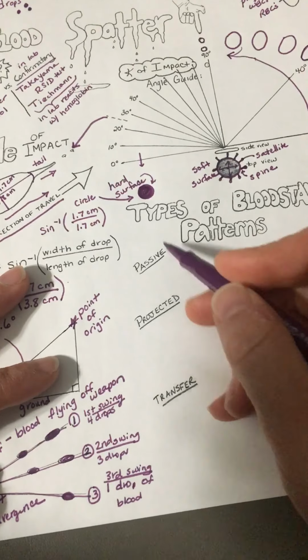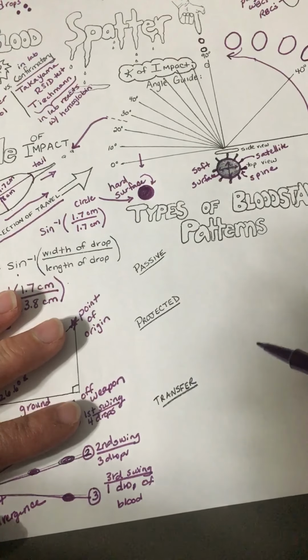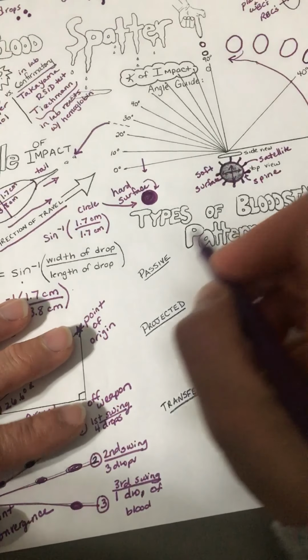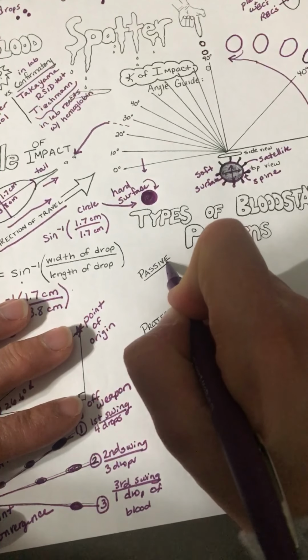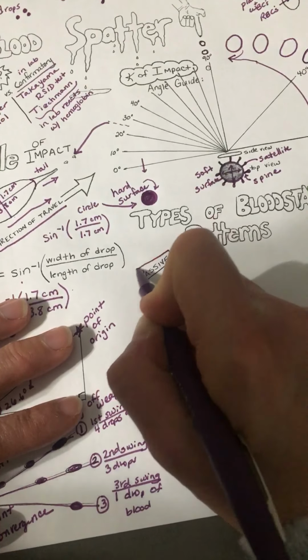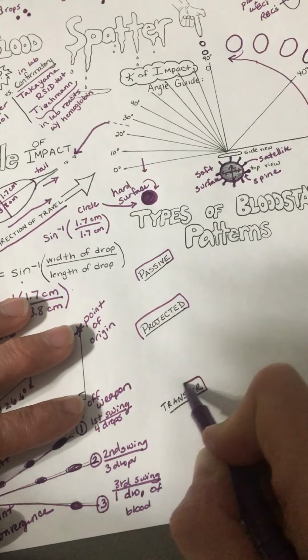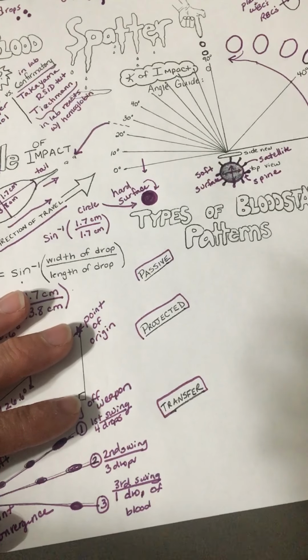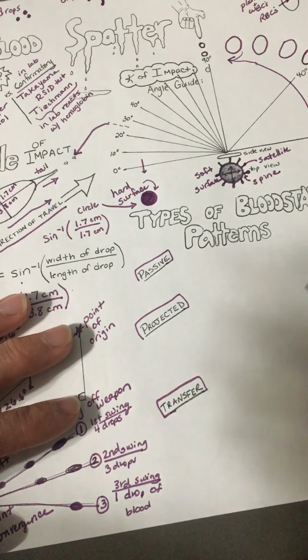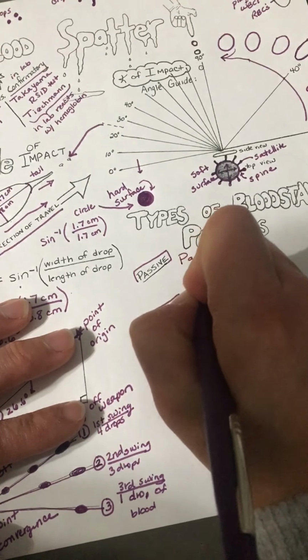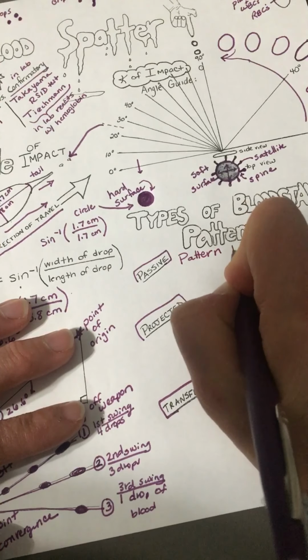Okay, real quick, let's go ahead and do this down here. I wanted to get through this note packet fairly fast. So we have 3 types of bloodstain patterns: passive, projected, and transfer. And as you can imagine, they are exactly as they sound. Passive are patterns created by gravity.